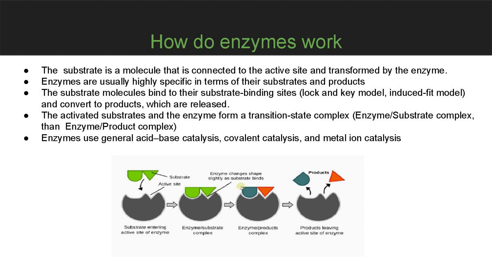The substrate molecules bind to the substrate binding site, according to the lock and key model and the induced fit model, and the converted products are released. The activated substrate and the enzyme form a transition state complex, the enzyme-substrate complex at the first step and the enzyme-product complex in the second step of the catalyzed reaction. Enzymes use general acid-base catalysis, covalent catalysis and metal ion catalysis, which you already studied in the course of chemistry.